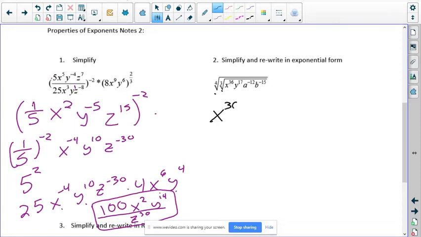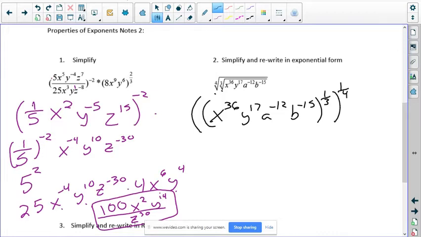So we have x to the 36, y to the 17th, a to the negative 12th, b to the negative 15th. Well, it's being cube rooted, so that's the 1/3 power, and it's being fourth rooted, that's to the 1/4 power. Well, we have a lot of stuff here. We have these exponents out here. So we have power to a power types of situations. So we have x to the 36th, y to the 17th, a to the negative 12th, b to the negative 15th. This power to a power, we can do this as 1/12.